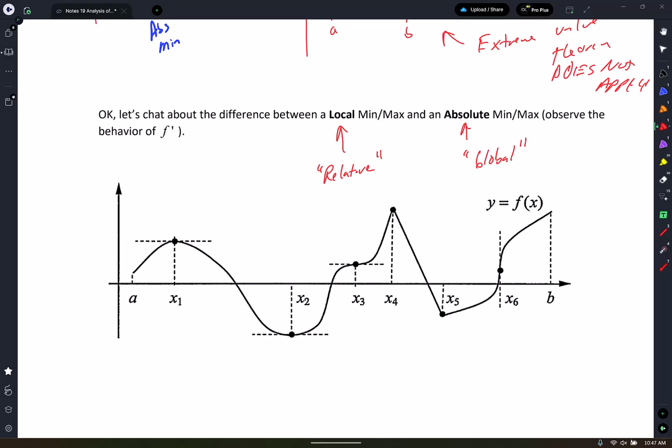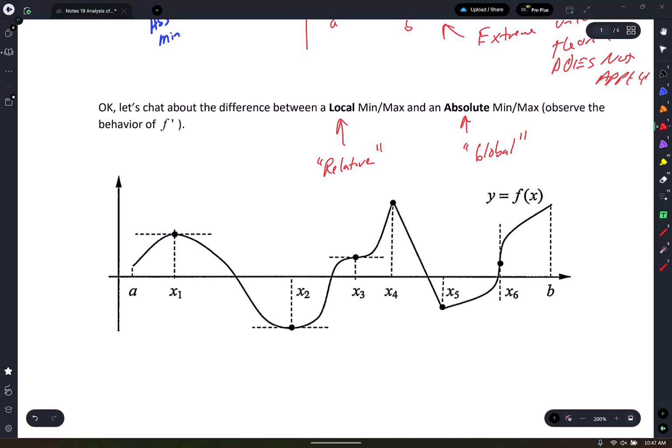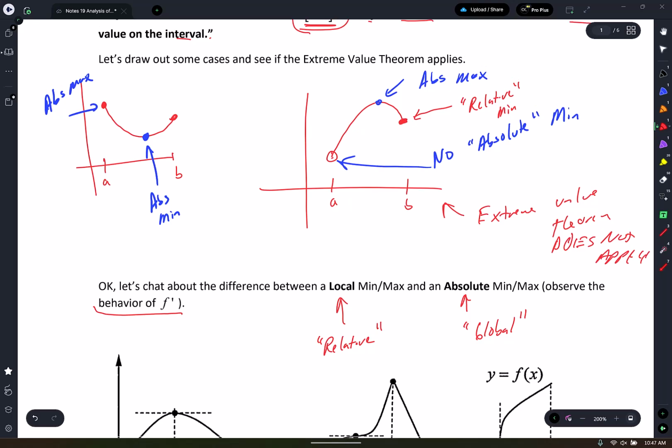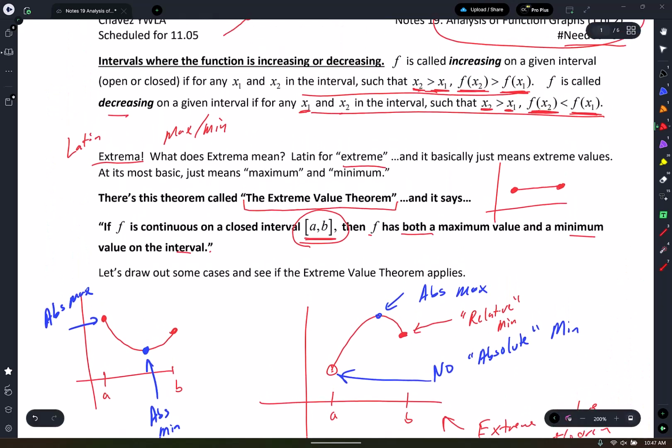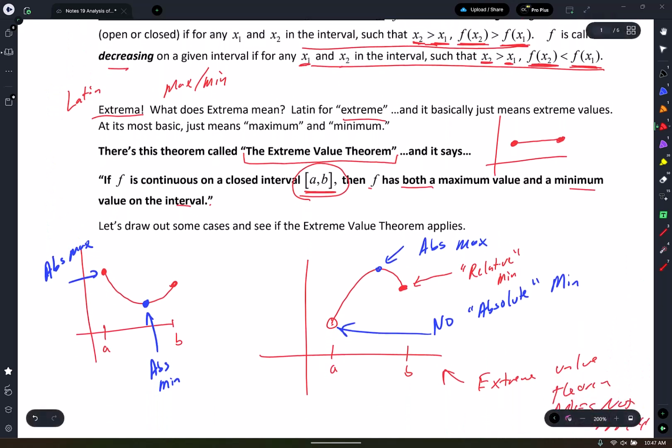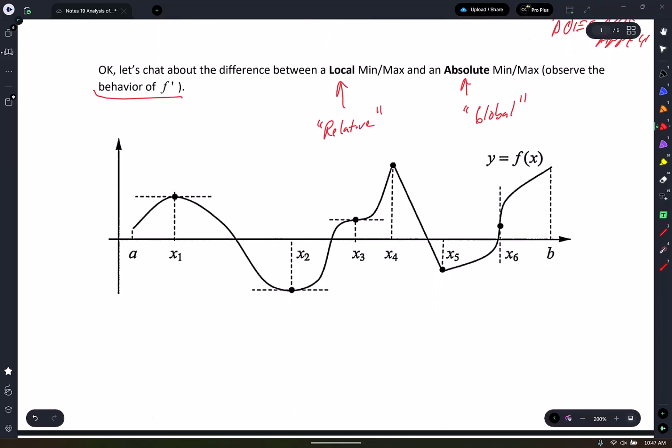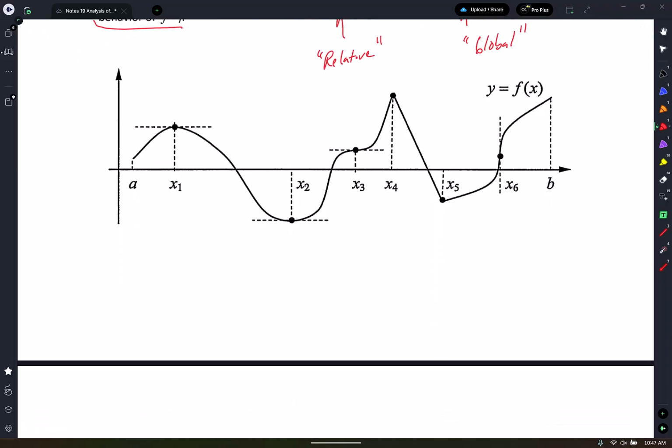If you have colored pencils, this would be a good place for colored pencils. Look what it says here: observe the behavior of f prime. Before I tell you the behavior, do I tell you anything here? I don't. Put this on the side somewhere at the bottom. I'll write this in red. What does f prime greater than 0 mean about f?